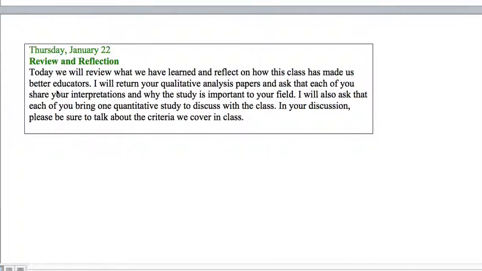And then the final day, which will be Thursday, January 22nd, we're going to review and reflect. This is pretty much going to be, what did you learn from the class? How well do you feel it's made you a better educator? I'm going to return your qualitative analysis paper. Remember, you will turn those in that Monday.